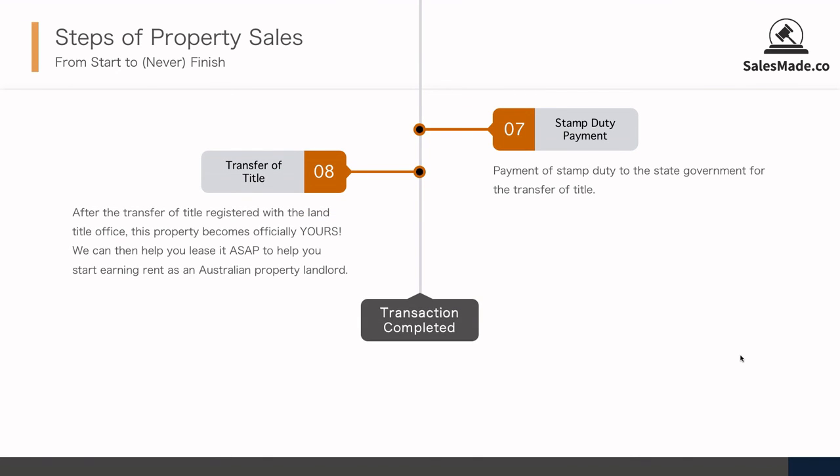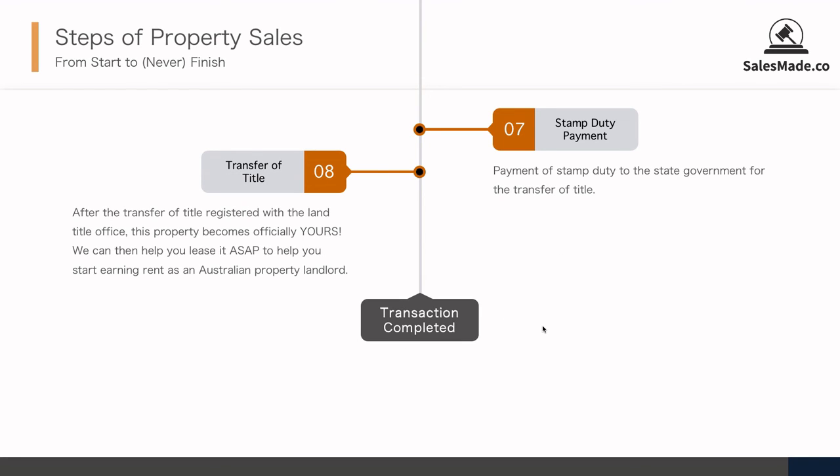Okay, so after the stamp duty gets paid, the government then does the transfer of title, which is the stamp, and then this property becomes officially yours, something that belongs to the buyer. And then as part of our concierge service, we can help you lease it out and furnish it as soon as possible to help you start earning the rent as an Australian property landlord. Okay, and that basically concludes the transaction.